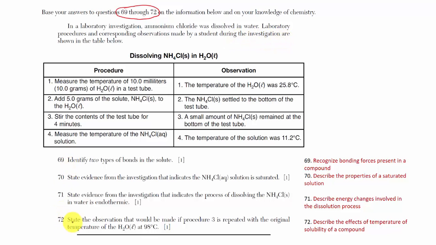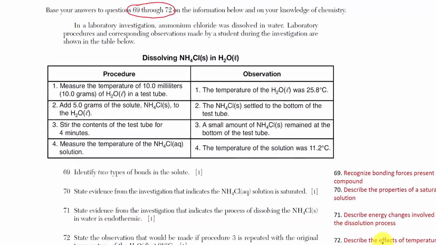We're going to be asked to do 4 things with this information. First, we have to discuss the bonding forces that are present in the compound being dissolved. Then we're going to be asked to describe the properties of the saturated solution that's formed, describe the energy changes involved in the dissolution process, and finally describe the effects of temperature on the solubility of this compound. So, let's get started with question 69.